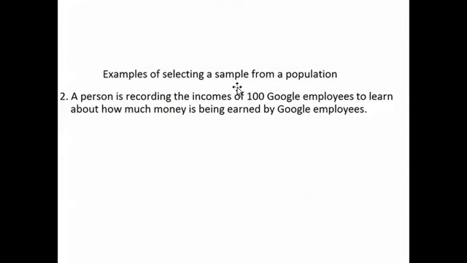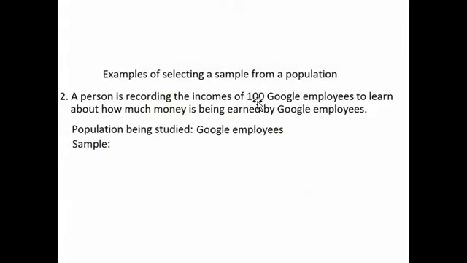What if another person is interested in how much money is being earned by Google employees? If that person goes out and finds 100 Google employees who are willing to take a survey, and those 100 people tell the researcher how much money they're earning, then the population that's being studied is Google employees, because the researcher is interested in reaching a conclusion about Google employees, and the sample is just the 100 selected Google employees who are actually taking the survey and providing data to the researcher.